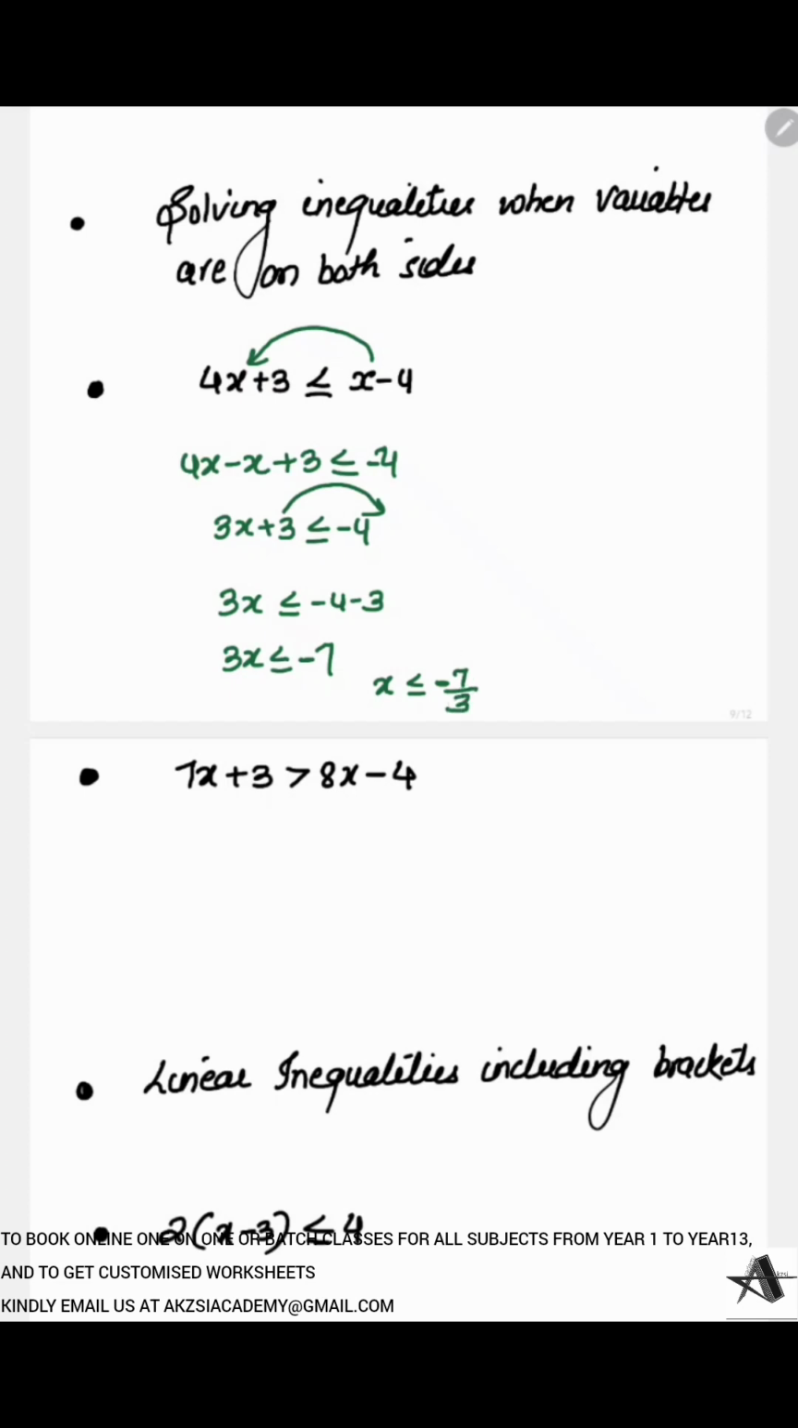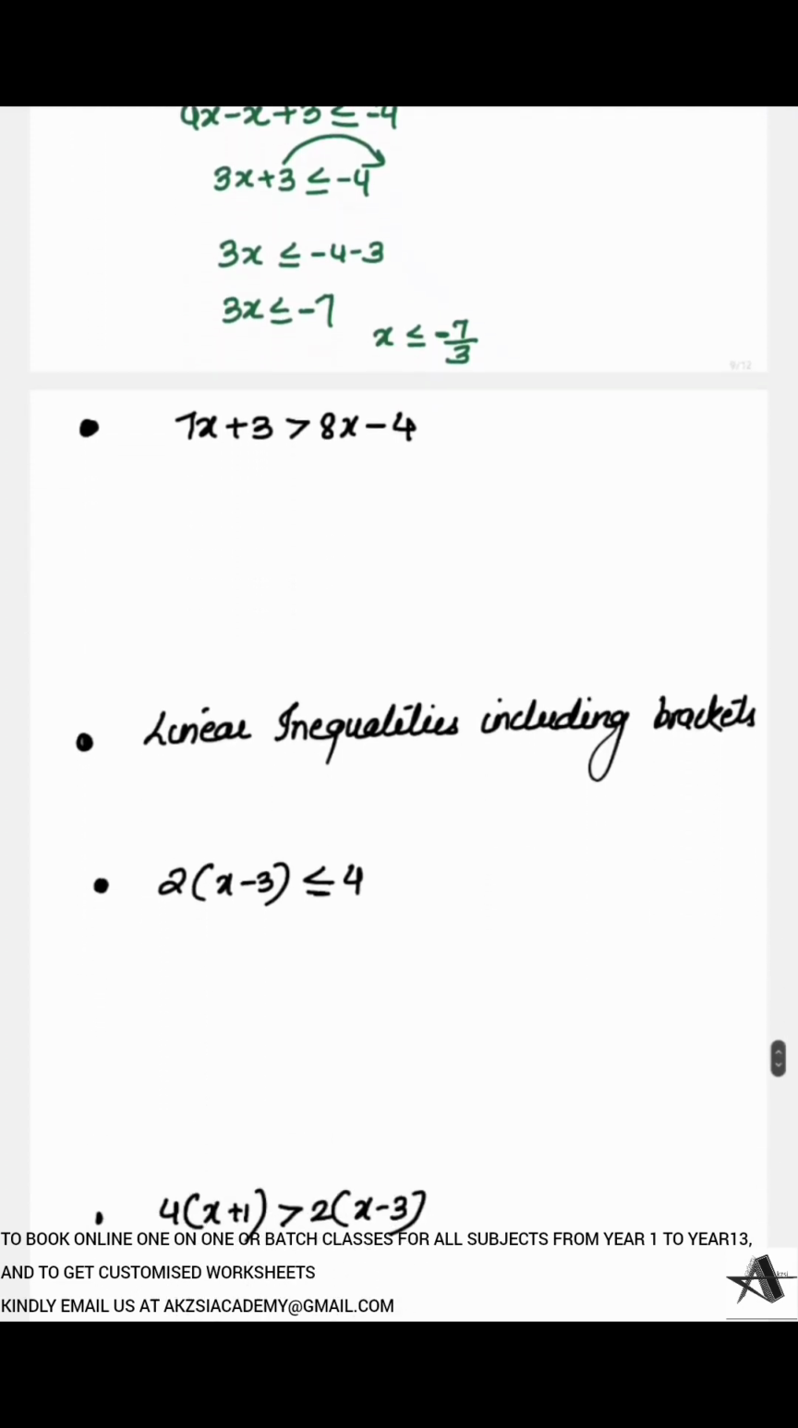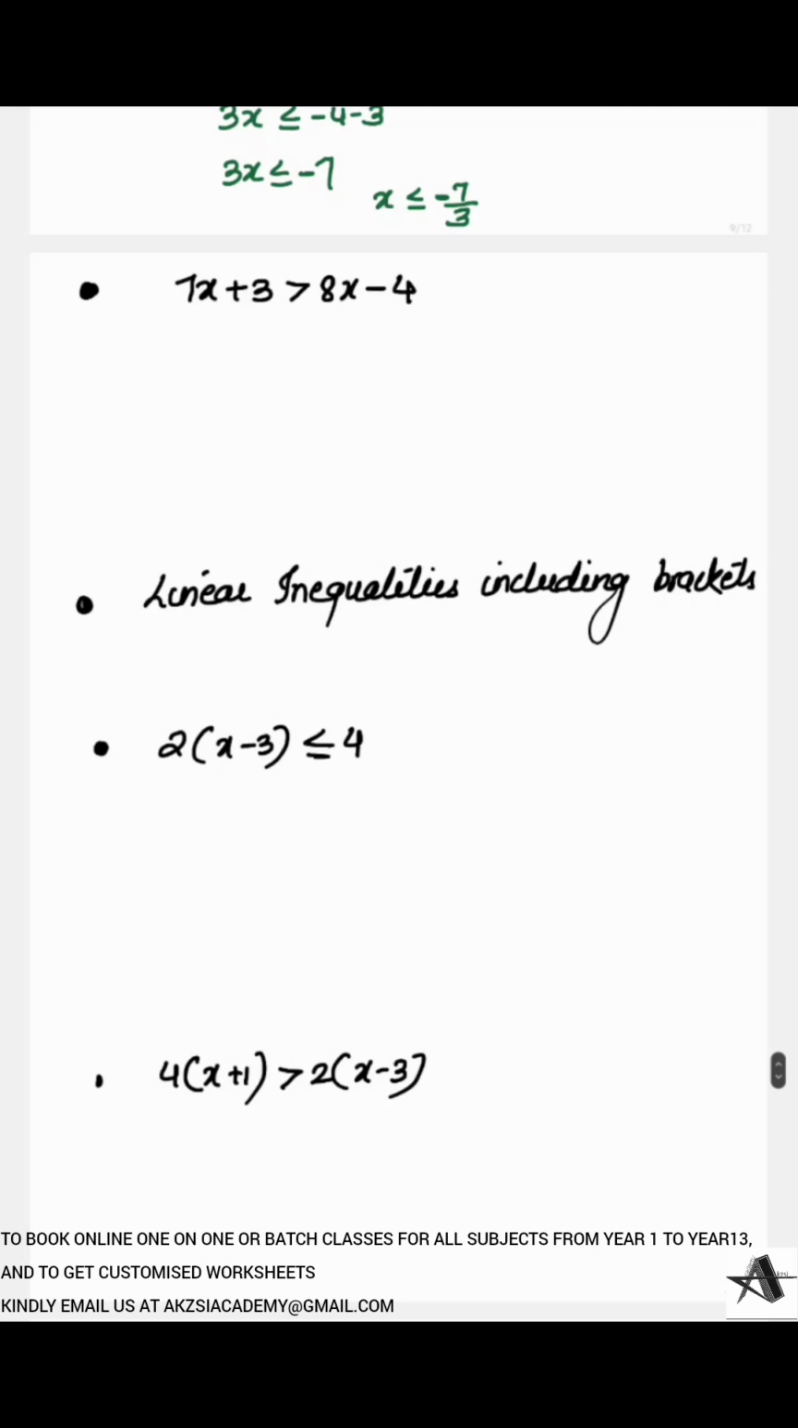The question is all about just solving inequalities. We need not represent it on a number line. Moving on to the next one. It says 7x plus 3 is greater than 8x minus 4.